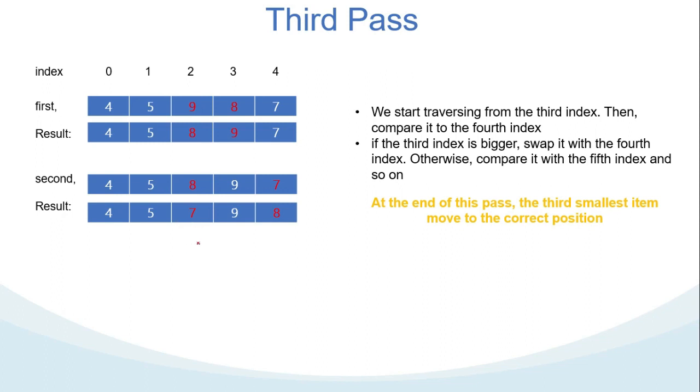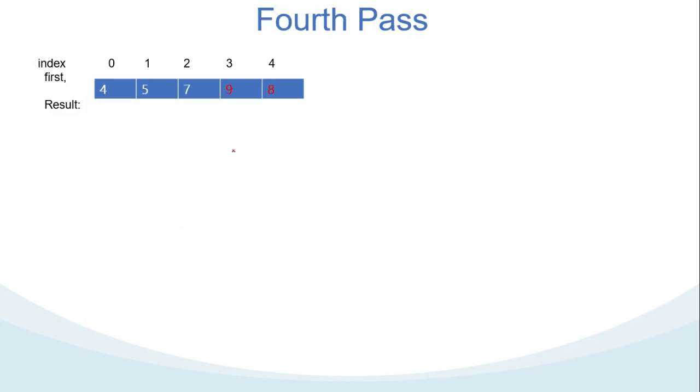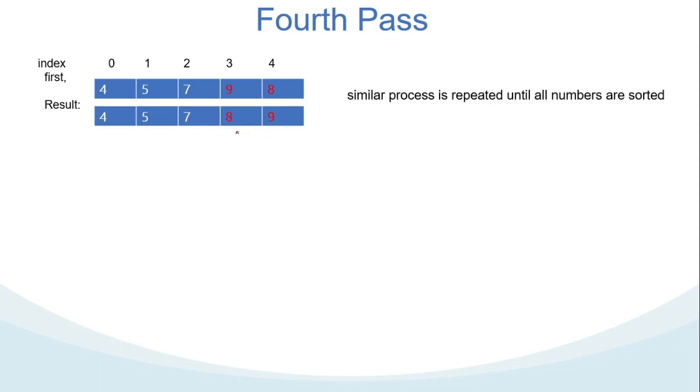We still need to continue the iteration or the pass. In the fourth pass, we start reading from the fourth index, and then we compare it to the last index. Here we only have two last items, so this is going to be the last pass. And then the result is as follows. At the end of this pass, the fourth smallest item moves to the correct position, and this is the last pass. So our array now is sorted.